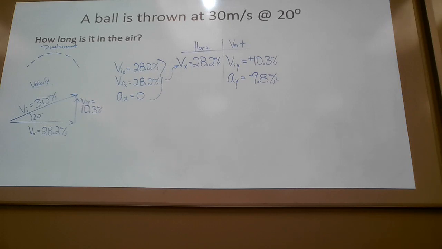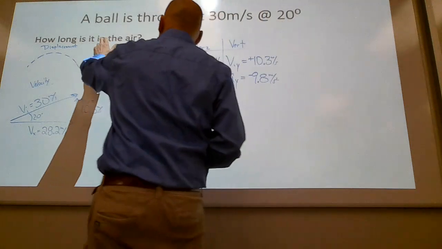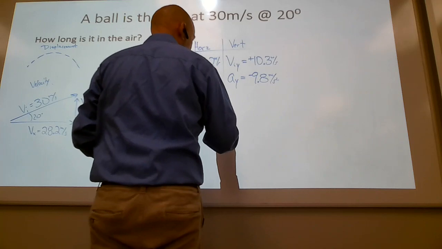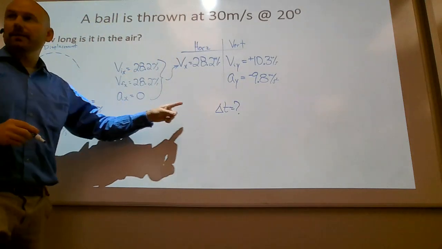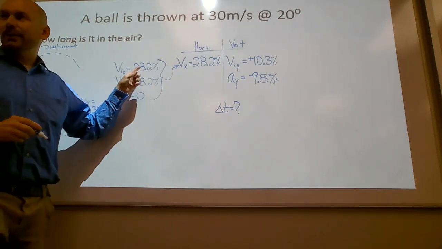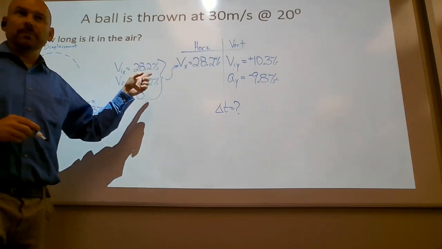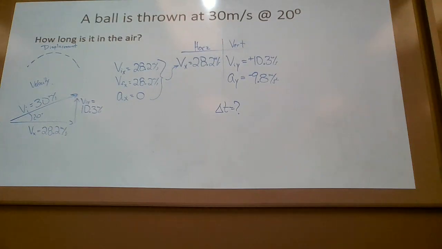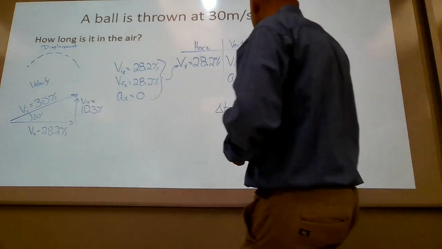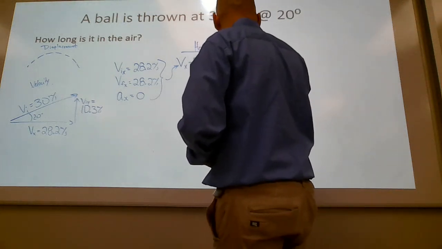Okay. In order to find time, how long is the ball in the air? If I try to find time using this, all I'm going to find is 0 equals 0. Okay. So I need to find one more piece of information. I need to define or discern one more piece of information for the vertical direction. Specifically, your final vertical velocity.